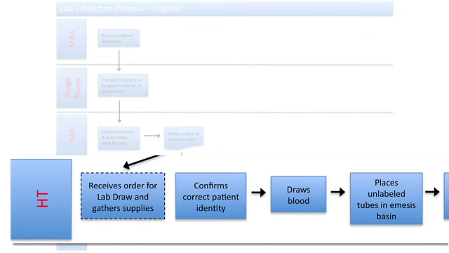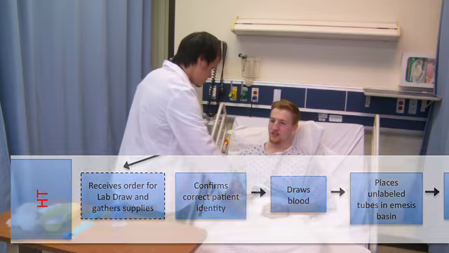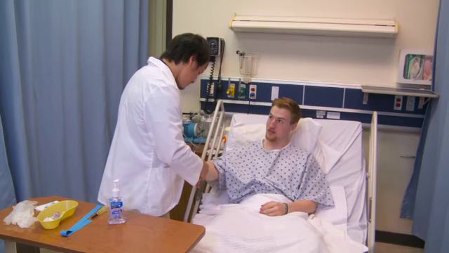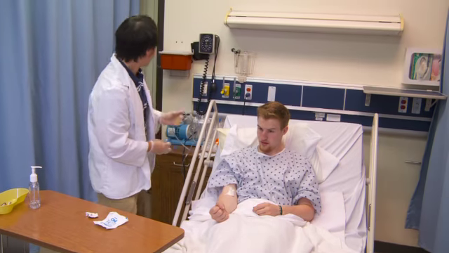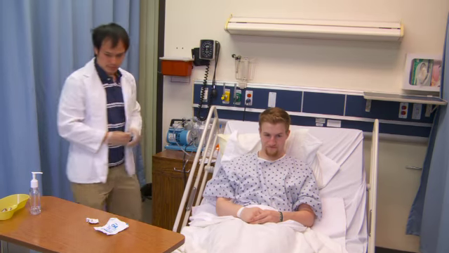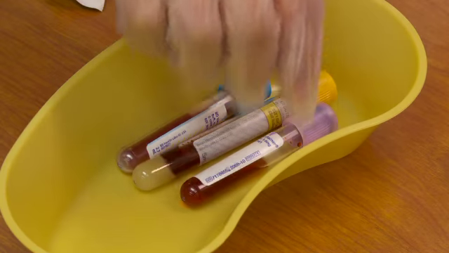After receiving the order to collect labs from a specific patient, the health tech goes to the patient's exam room, confirms the patient's identity, and draws the labs. Once this step is completed, the health tech places the unlabeled specimen tubes in an emesis basin.